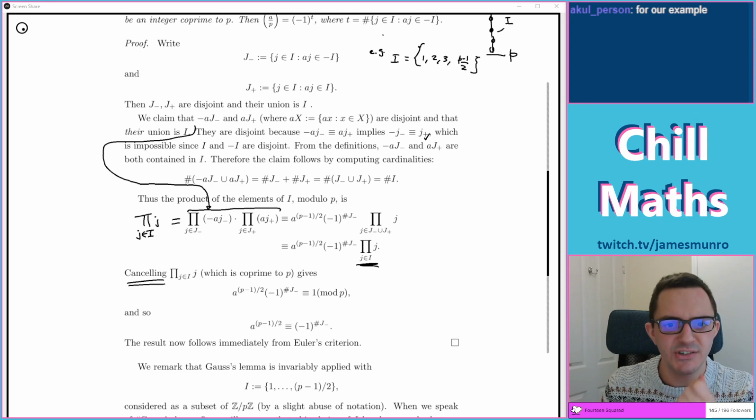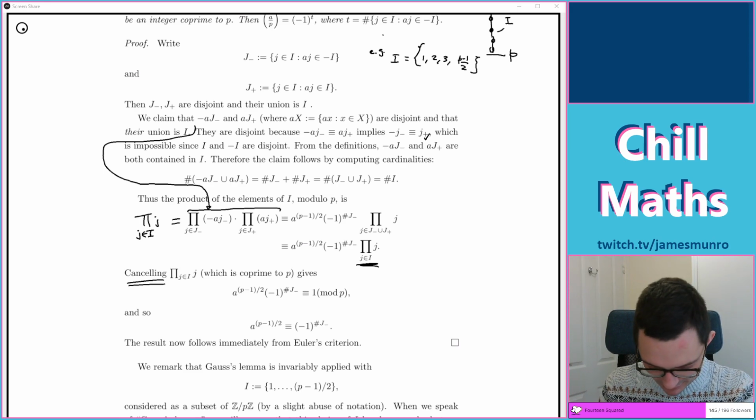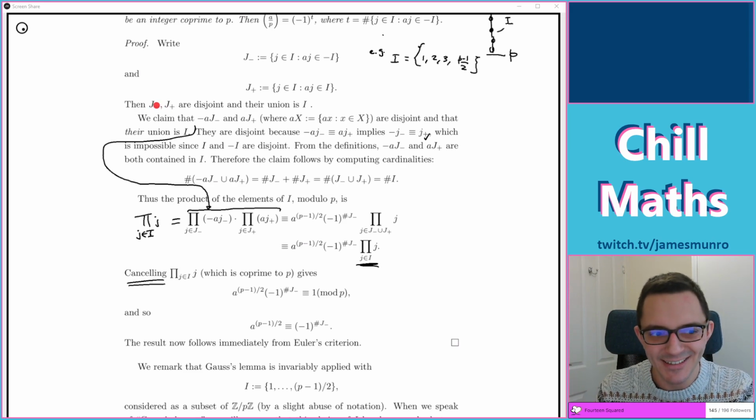Yeah, I've calculated 6J. J and I, their union is I. I's got 3 elements. These things can't be the same size as each other. They've got 3 elements each.